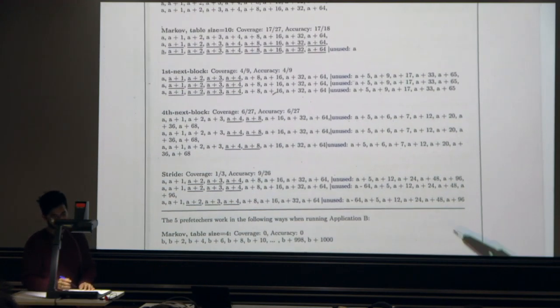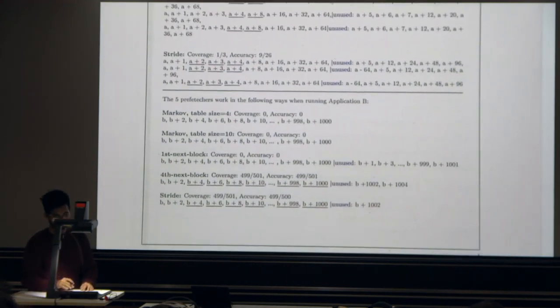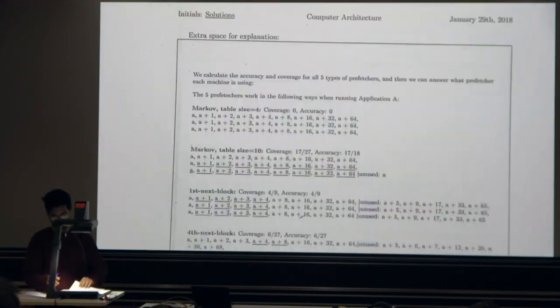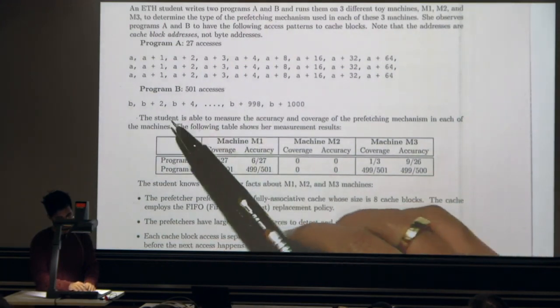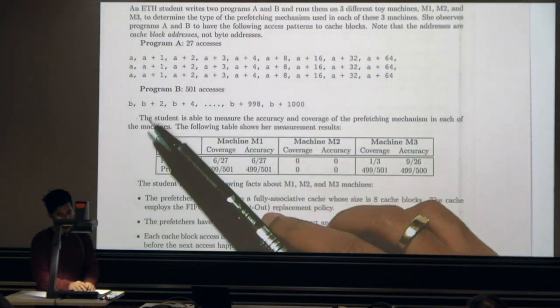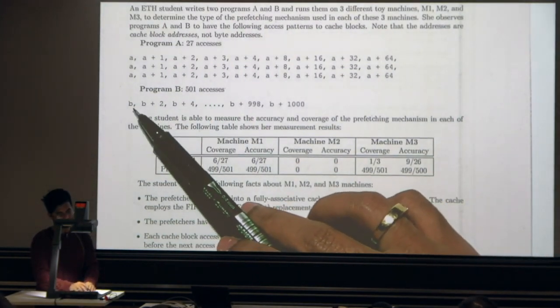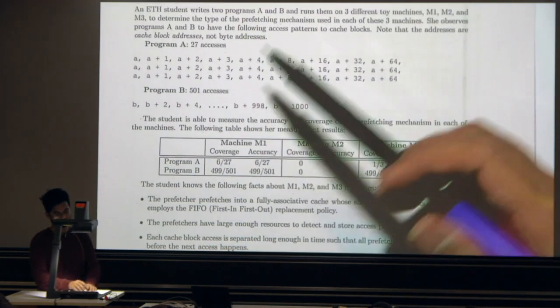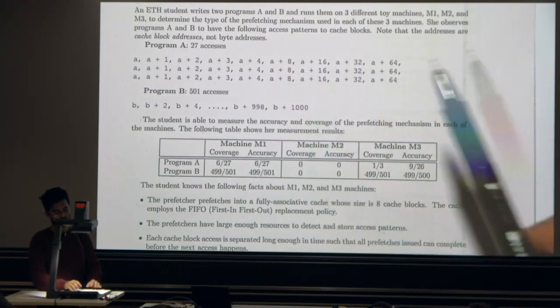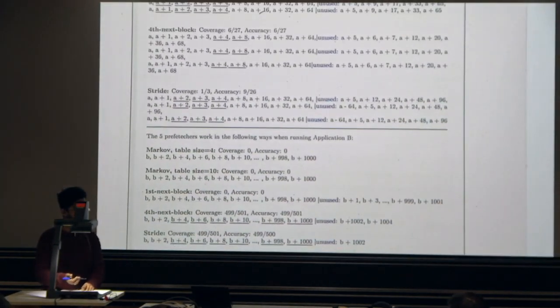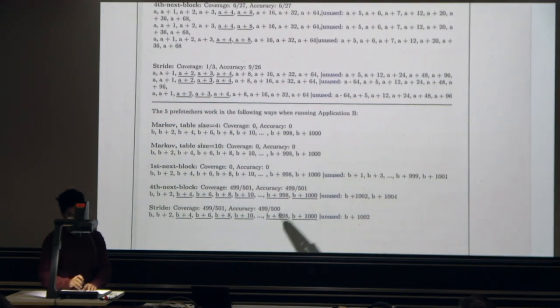Okay, so now let's move to the second program. As we have seen, the second program is this, right? It's just 501 accesses, and it's an arithmetic progression. So b plus 2, b plus 4, b plus 6, and so on, b plus 998, b plus 1000. So you can easily guess the stride prefetcher is going to work very well in this case.